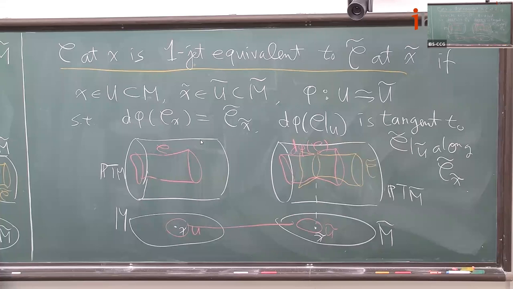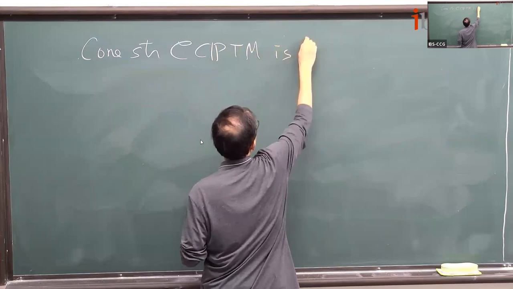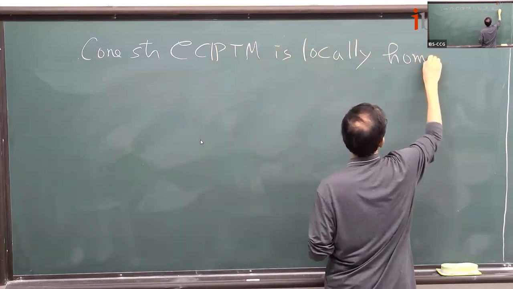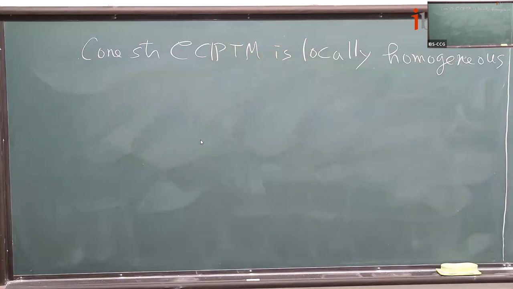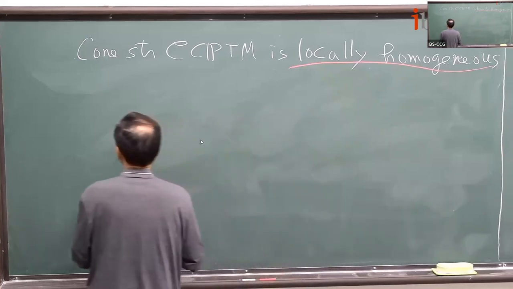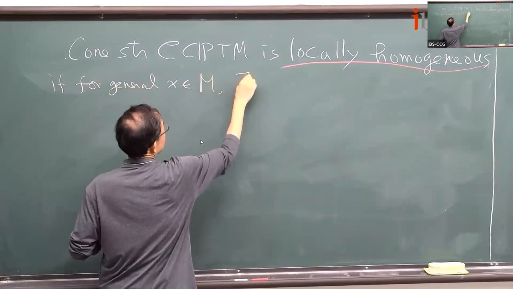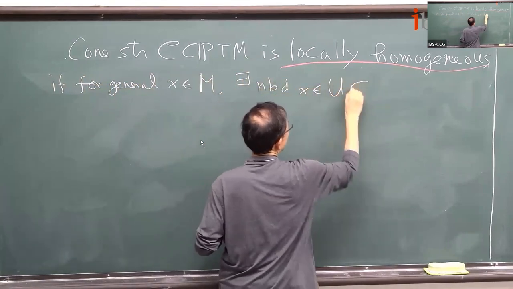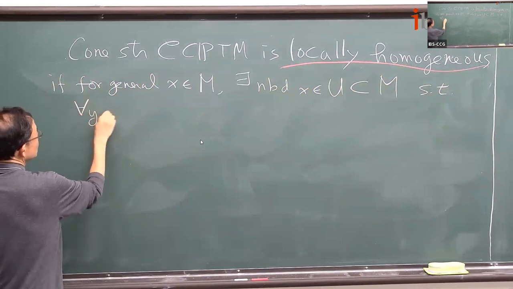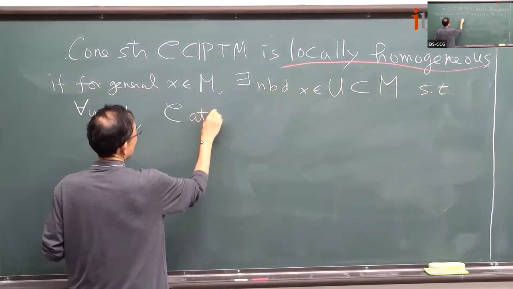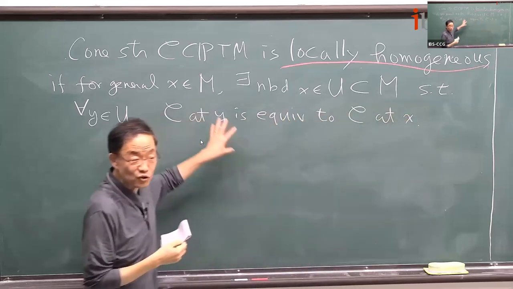And then some more notions. So a cone structure is locally homogeneous, that's the terminology I define, if for a general x, there is a neighborhood U such that for all y in U, C at y is equivalent to C at x. That's the notion of locally homogeneous.